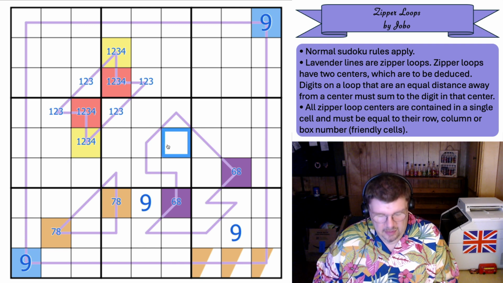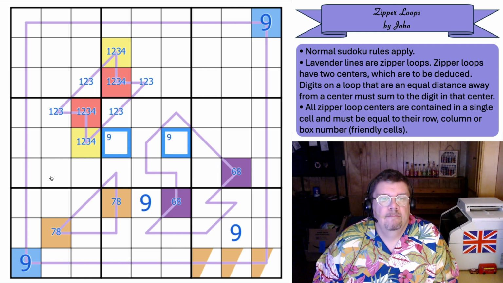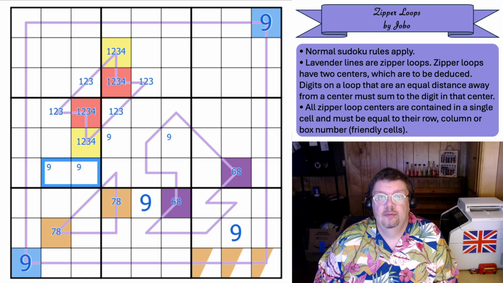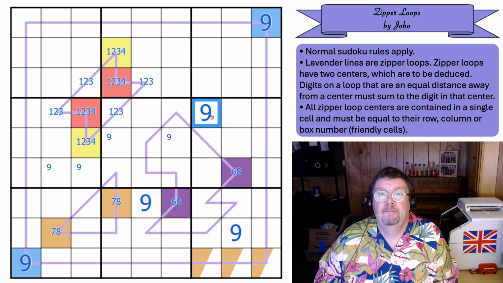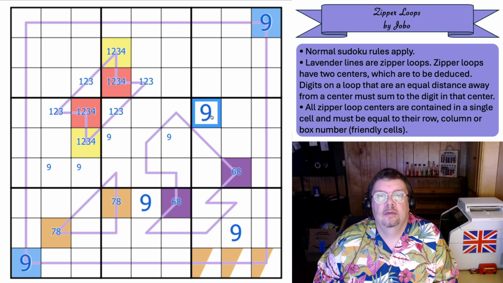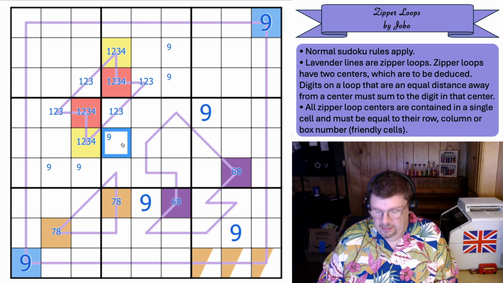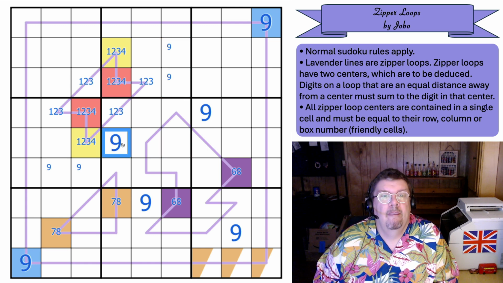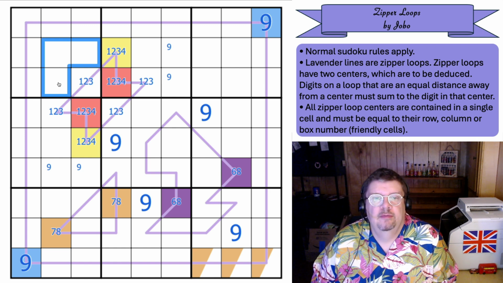So that places a 9 into one of those two. That places a 9 into one of those two. That places a 9 here. We get a 9 in one of those two, so that's not a 9, and that is. And we have a 9 in one of those three. Okay, that's cleared up a few things.